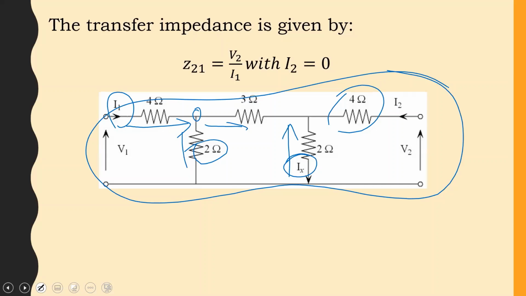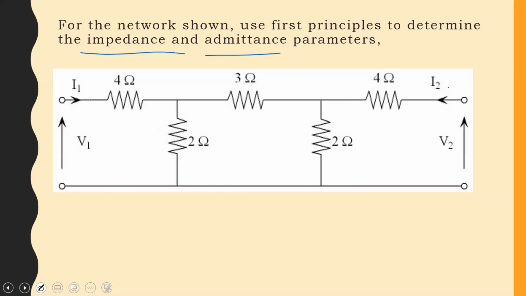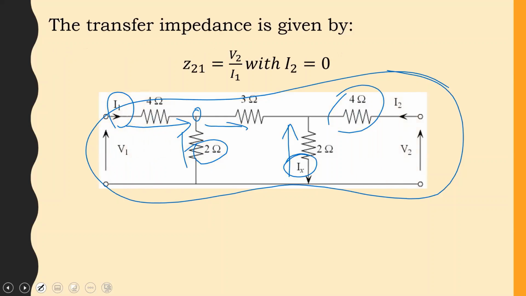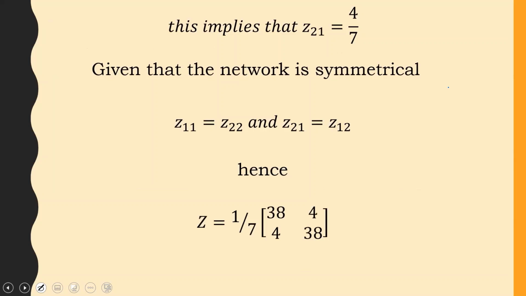Now, is there anything special about the network? Symmetrical. Because it is symmetrical, we immediately know the values of Z22 and Z12. So that's our impedance matrix.